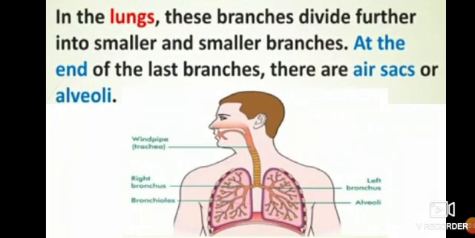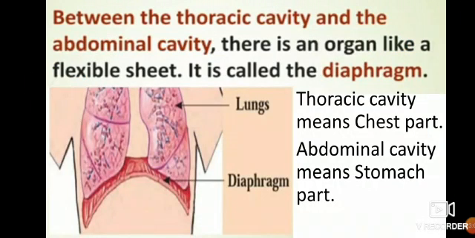Have you understood? Yeah. So now between the thoracic cavity and the abdominal cavity, there is an organ like a flexible sheet. It is called the diaphragm. Now what is thoracic cavity? Thoracic cavity means chest, a chest part. So chest is also known as thoracic cavity. And abdominal cavity means our stomach. Our stomach is where? Below diaphragm.